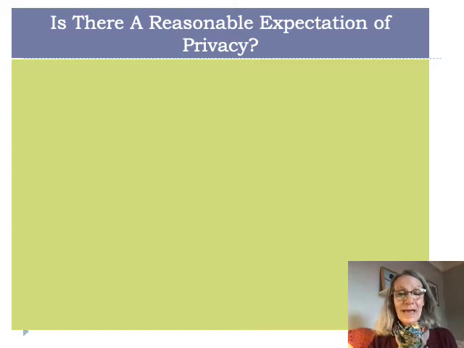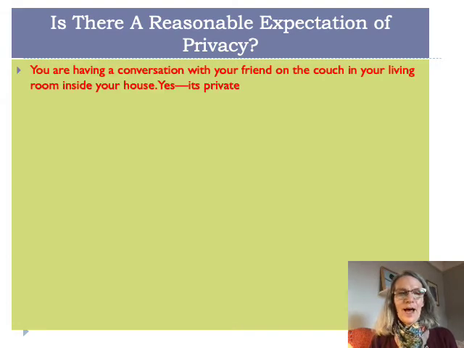All right, so welcome back. Let's take a look at the hypotheticals and see whether there is a reasonable expectation of privacy in these different instances. All right, so you're having a conversation with your friend on the couch in your living room inside your house. Yes, there's a reasonable expectation of privacy there. It's private. It triggers the Fourth Amendment. If the cops want to come in there, they're going to need a warrant or probable cause.